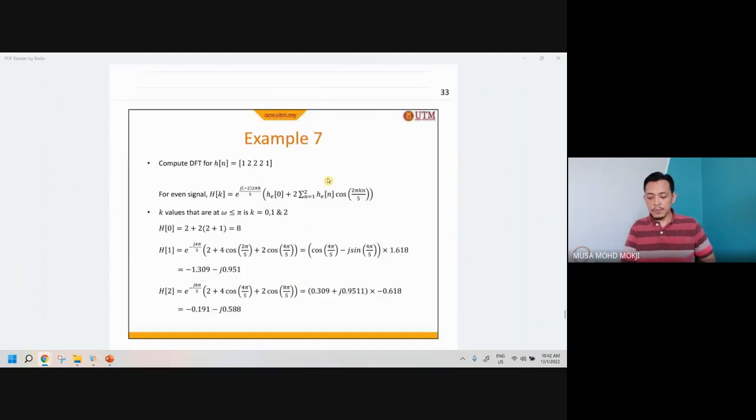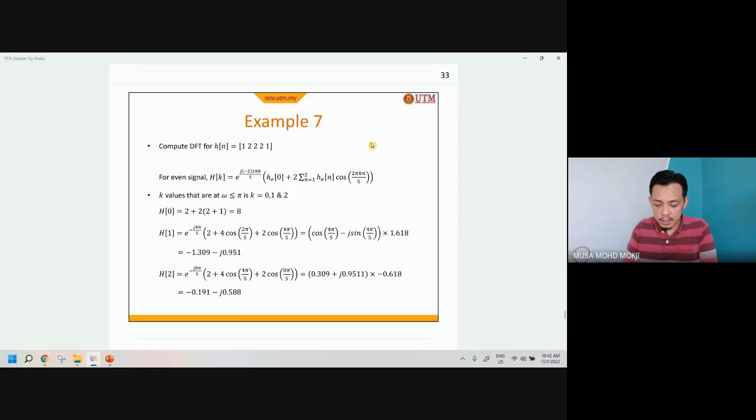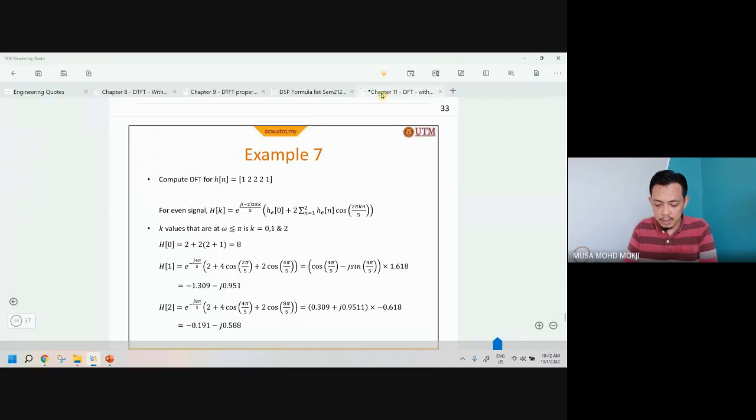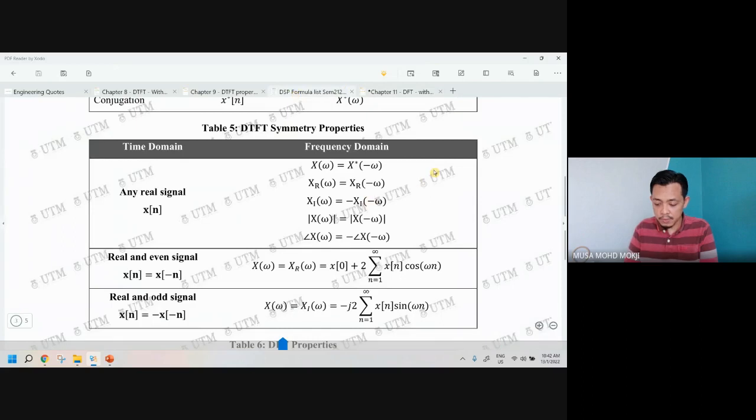Okay, so let me check. This example is actually related to a formula list that we have seen previously.